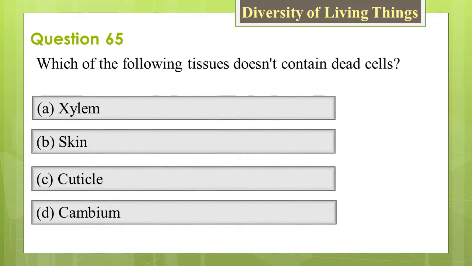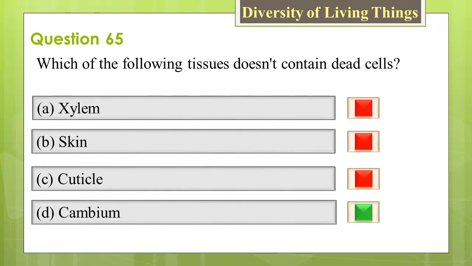Question 65. Which of the following tissues does not contain dead cells? A, xylem, B, skin, C, cuticle, D, cambium. Which of the following alternatives is the best alternative? The best alternative is D, cambium.